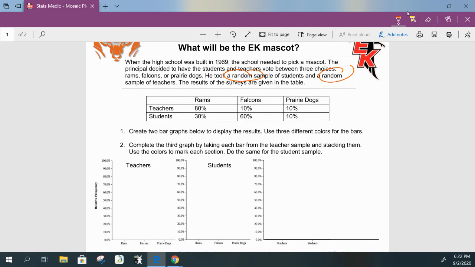So we've got our teacher bar over here. And for Rams, we had 80%. So I'll go ahead and use the red. Remember, these are bar graphs, so they don't touch each other. And our students chose 30 for Rams. We're going to switch to blue. And the Falcons were 10%, really tiny, and 60% over here.